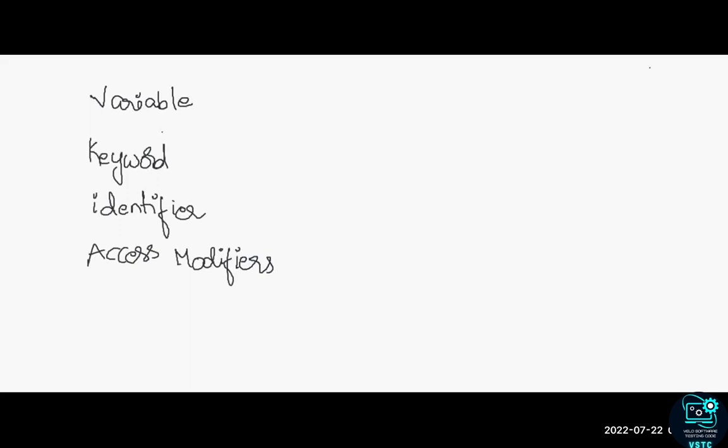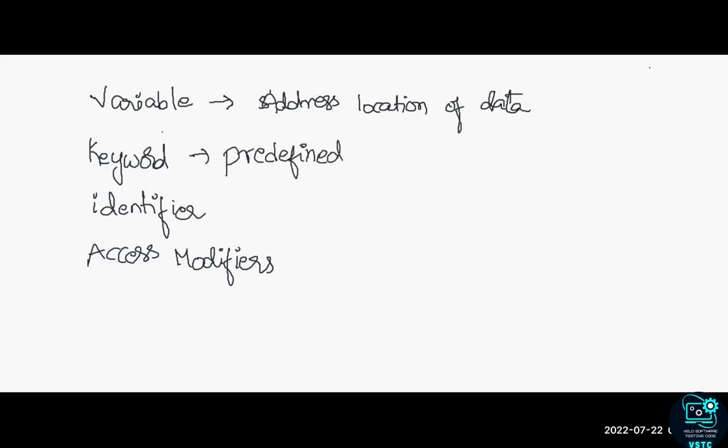So we'll go through what all we have discussed in our previous session. A variable is nothing but the address location of a data, the location of whatever data we are storing. Keywords are predefined words, defined by Java, which have a specific meaning.